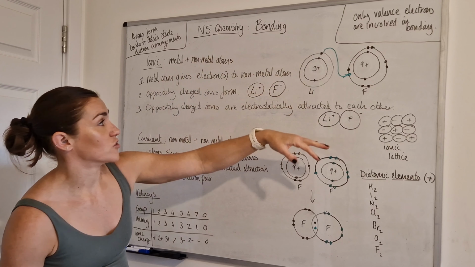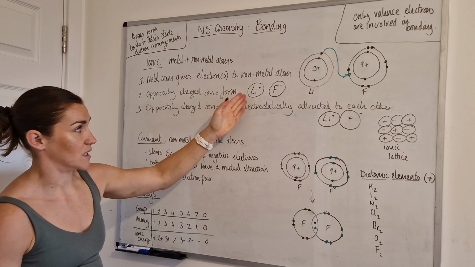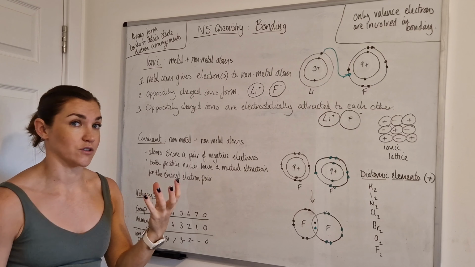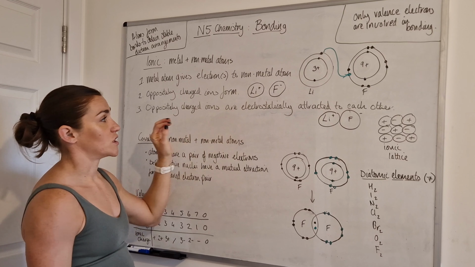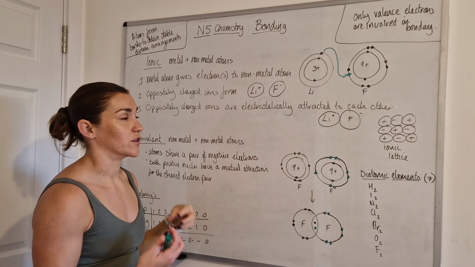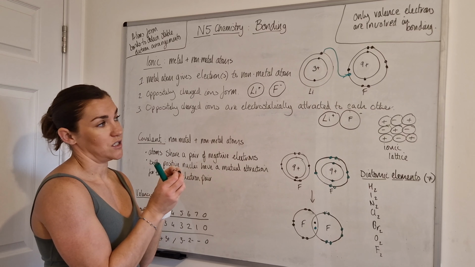So when this electron transfer happens, you end up with two oppositely charged ions forming. Like I said, the lithium's positive because it's lost an electron, the fluorine's negative because it's gained a negative electron. And then those oppositely charged ions are what we would call electrostatically attracted to each other. So remember, opposite charges attract, so positives and minuses are attracted to each other.